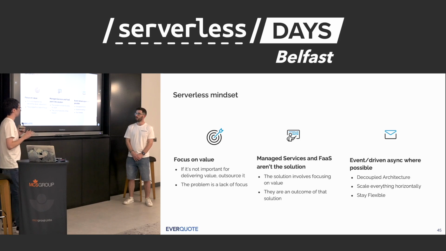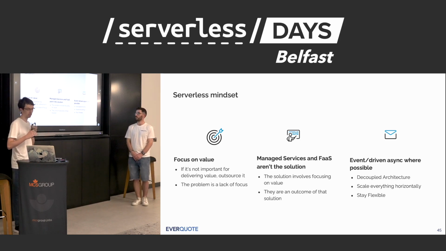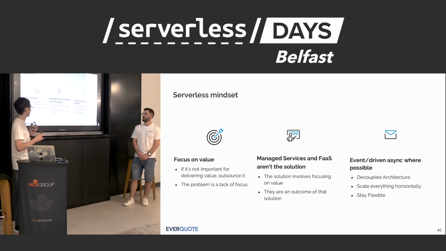So what is it for us? So there's 3 big things for us. So it's focused on value. So if it's not important for delivering value, you outsource it, right? No time spent doing cluster upgrades or managing Kafka clusters. So the big problem that serverless is trying to solve is a lack of focus on value. So because of that, whenever you think about things like managed services and Lambda, they are not the solution. They are a result of the solution that is focusing on value.